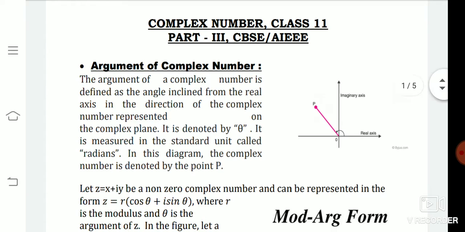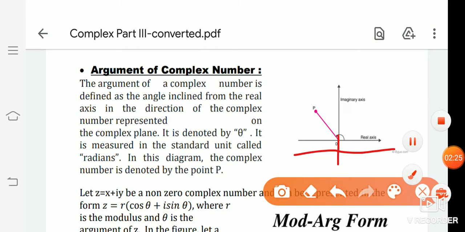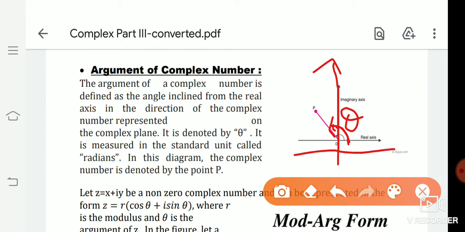The argument of a complex number is defined as the angle inclined from the real axis in the direction of the complex number represented on the complex plane. Argument means the angle formed by the real axis in the direction of the complex number. Here is my real axis and this is my imaginary axis. The angle formed in the anticlockwise direction from the real axis is known as the argument of a complex number, which is denoted by theta. It is measured in the standard unit called radians, and its measure is always in radians.